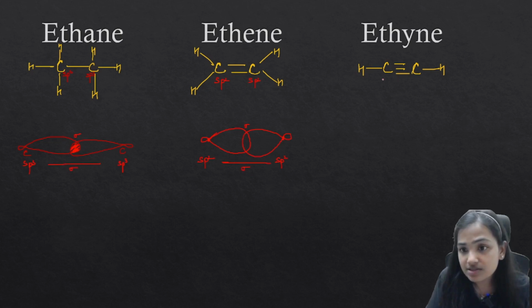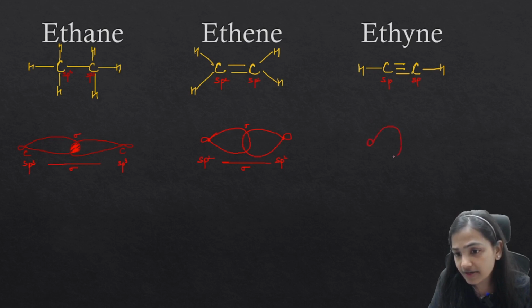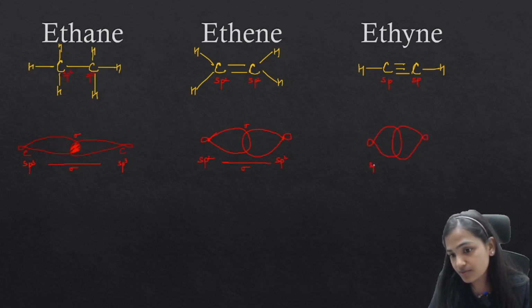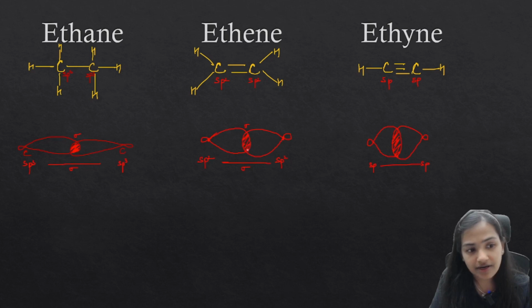Okay, and now this is your sp and sp character. This means that the lobe will become more fatty and less longer. So this is your sp and sp overlap. Okay, this is it. So they all are head-on overlap. This is also sigma, this is also sigma, this is also sigma.